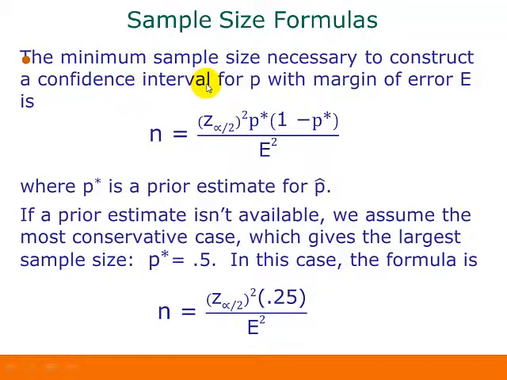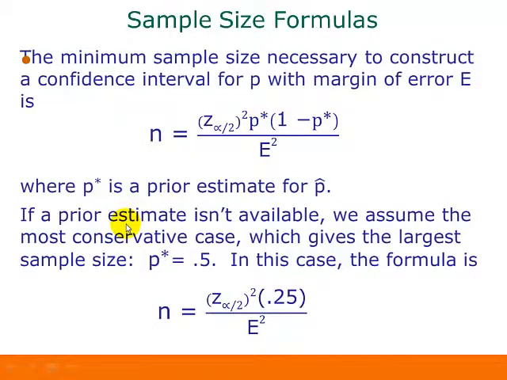So our minimum sample size necessary to construct a confidence interval for p with a margin of error E is this one. We take our critical value and square it times p star times 1 minus p star divided by E squared. And this is where p star is a prior estimate for our sample proportion. In other words, if there was a prior study done, if we have some kind of way of estimating what our sample proportion might turn out to be, then we would use it in here.